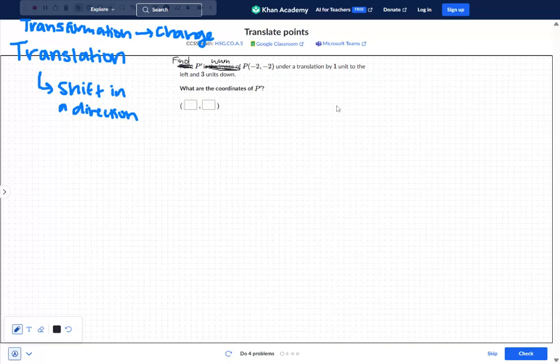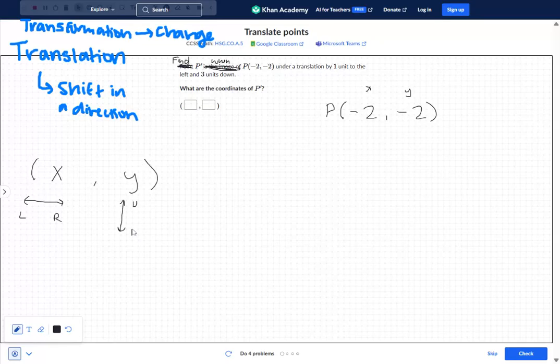So point P, our OG point, is -2, -2. This is our X and Y. And what they're telling us is we're translating 1 unit to the left and 3 units down. So just a reminder too with transformations: in our coordinate X comma Y, X is a change going left or right. That's what determines our X value, and Y is going to be a change that's going up or down.